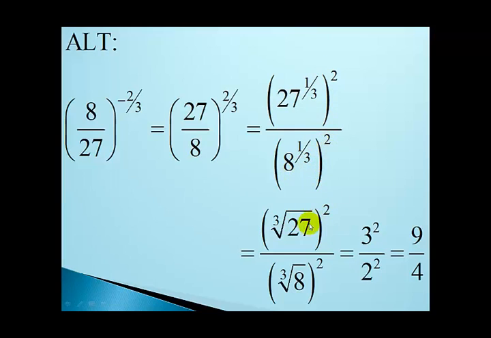Now when you take the cube root of 27, the result is 3. So we have 3 exponent 2. All divided by, when you take the cube root of 8, the result is 2. And don't forget your exponent 2. So we have 2 squared. Now 3 squared is equal to 9, and 2 squared is equal to 4. And we can see that the answer is the same as the answer we had when we used the alternative number 1.